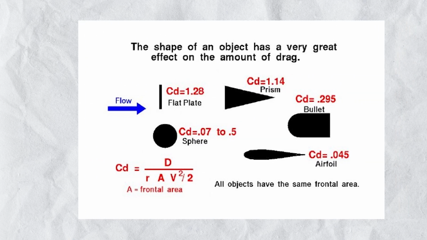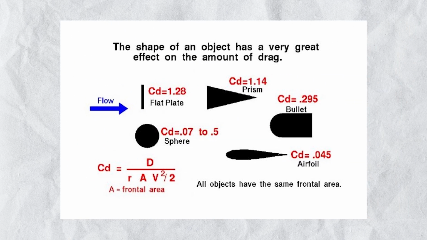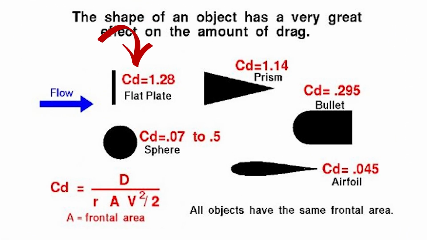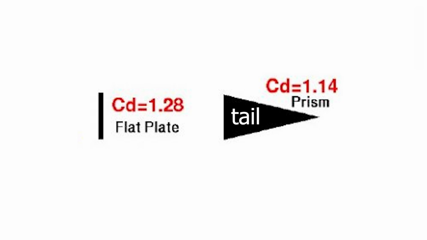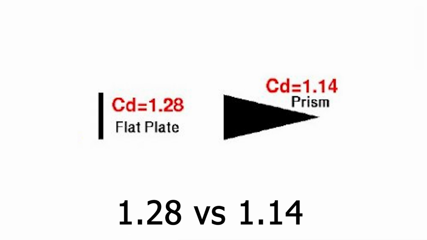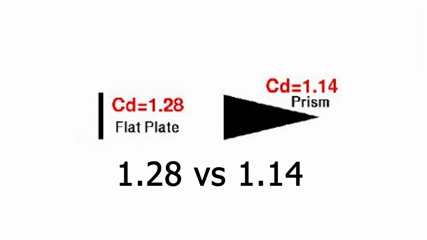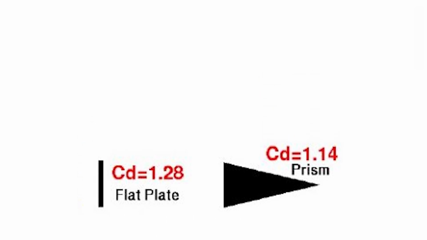this diagram I found on the Glenn Research Center website. When comparing the flat plane to the prism, the only difference is that the prism has a tail and the plane doesn't, yet the difference in the drag coefficient isn't all that significant. Especially since the back of a sphere sort of acts like a tail, considering Sonic's head as a cone with a rounded base wouldn't make much of a difference at all.